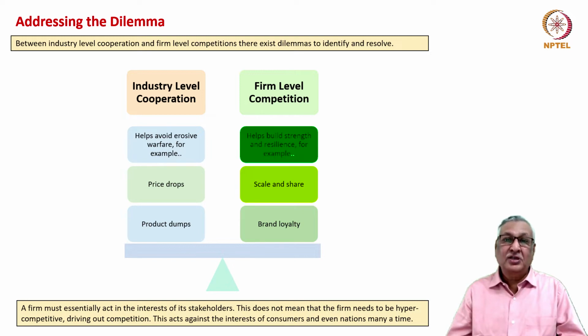A firm must essentially act in the interests of the stakeholders. So a firm cannot say that I would not compete with anybody. It is the duty of the firm to compete with other firms, gain more revenue, more profitability for the stakeholders. But it is also incumbent on the firm to serve the customers better in that process with rationality, with helpfulness for the customers. This does not mean that a firm needs to be hyper competitive, driving out competition because it is a lose-all game. This acts against the interests of the consumers and even societies and nations many a time.